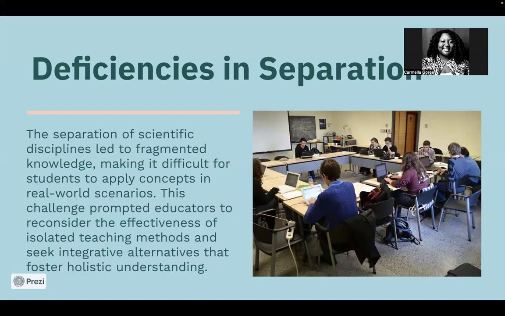So there were some deficiencies that were caused by these separations that were happening. We were having this increase in learnings and approaches, but the separation of scientific disciplines led to a fragmented knowledge. It made it difficult for students to apply concepts in real world scenarios. And this challenge prompted educators to reconsider the effectiveness of isolated teaching methods and seek integrative alternatives, which then led to the inquiry-based learning and some of the reforms.